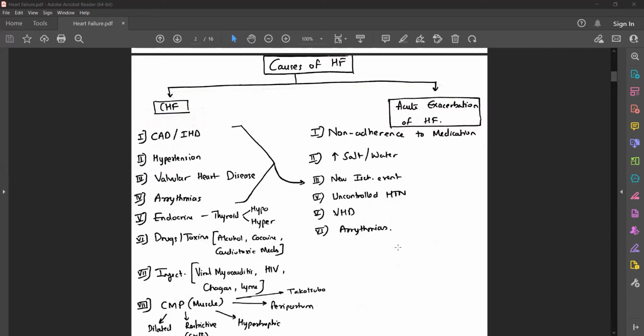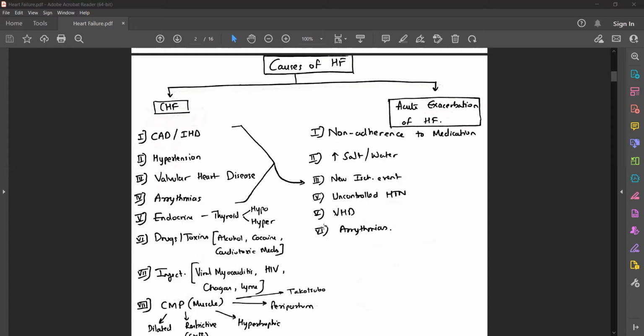Then arrhythmias. For arrhythmias, I'll give you an example. Every time a patient is admitted, the cardiologist will ask you to check the patient's telemetry. Sometimes the patient can have, for example, AFib that is not rate controlled, or the patient has failed a rhythm control strategy, or is not taking medications, going back and forth into AFib, going back and forth into a very rapid ventricular rhythm. This can lead to acute exacerbation of heart failure.